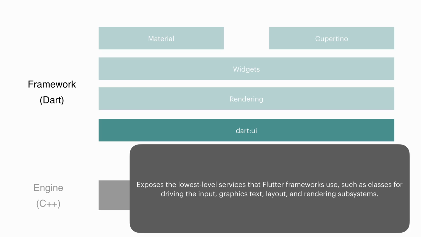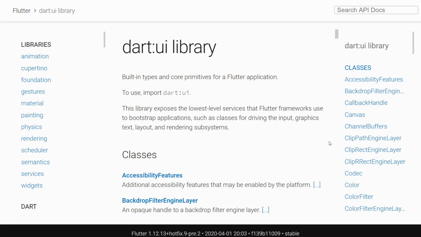So to quote the documentation, the Dart UI library exposes the lowest level services that Flutter frameworks use to bootstrap applications, such as classes for driving the input, graphics, text, layout, and rendering subsystems. So with that said, it is actually entirely possible to create an application using only the Dart UI library. But tread carefully, that will not be easy, as you will be responsible for everything. That will include laying out the application, painting, hit testing, etc. Possible to do, but not recommended.